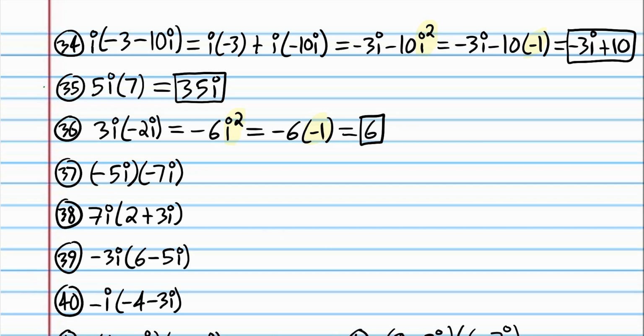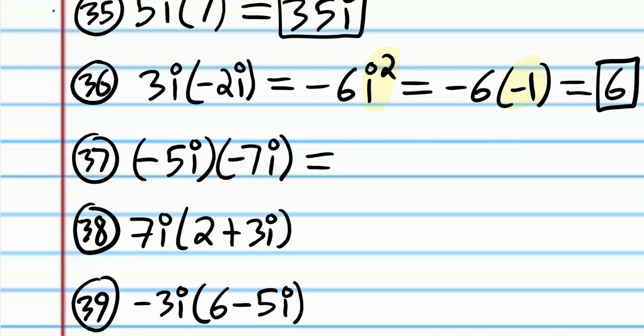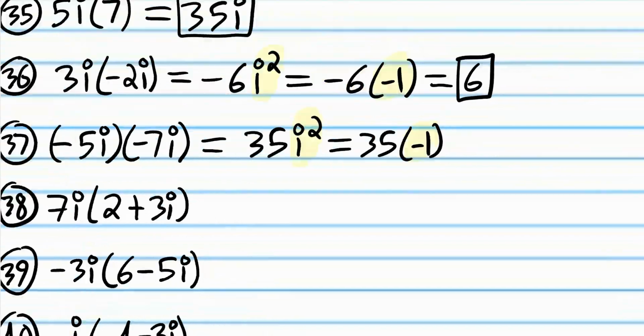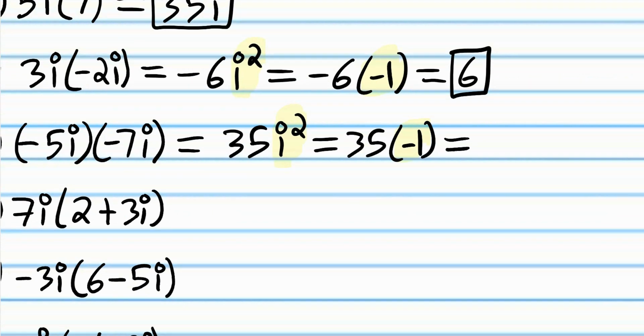All right, we're back. Negative 5 times negative 7 is positive 35. And i times i is i squared. i squared is defined to be negative 1. That's why it's called imaginary. You can't square a number and get a negative unless it's imaginary. So 35 times negative 1 is negative 35. If you got negative 35, good job.